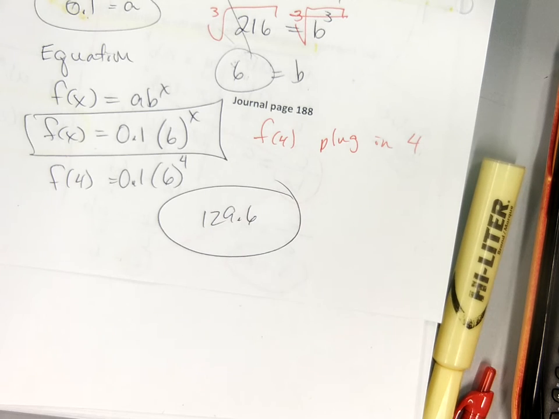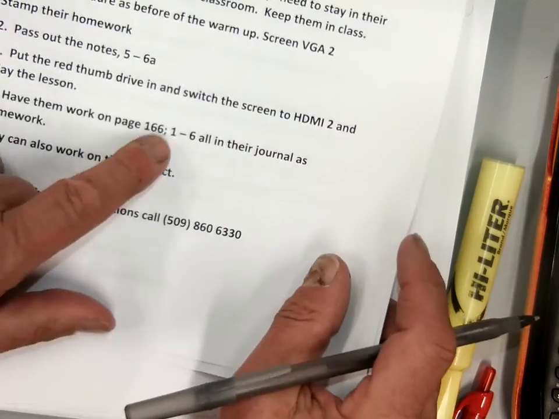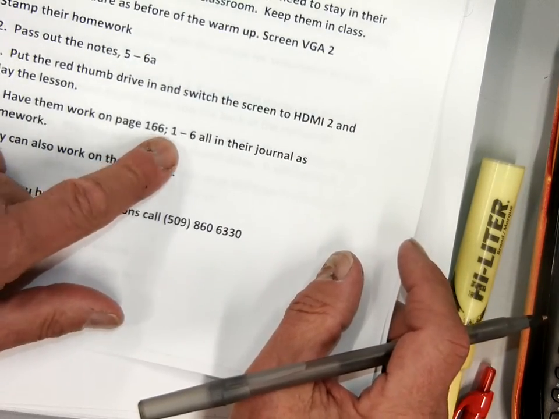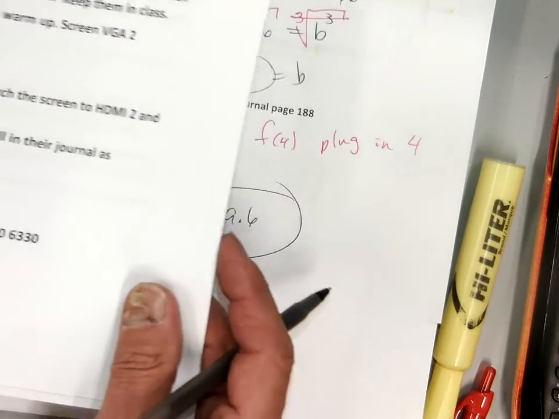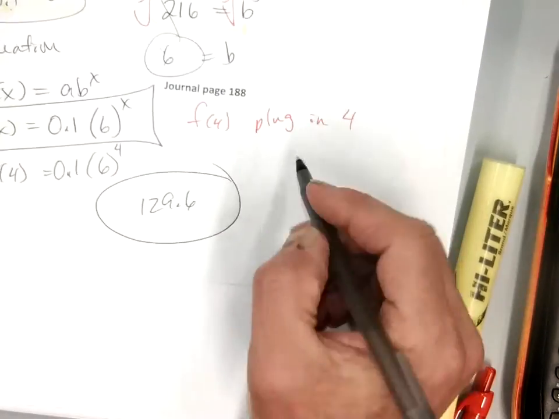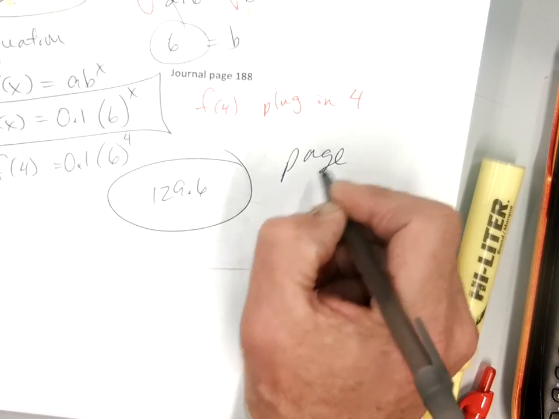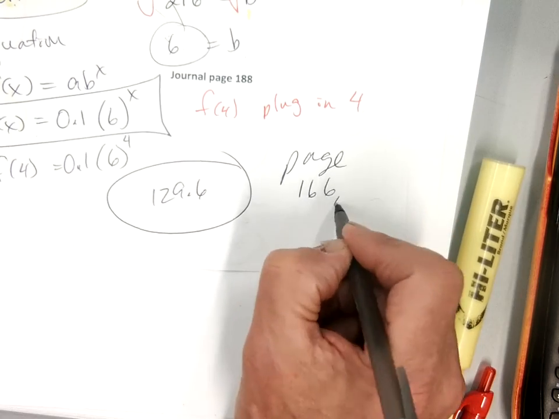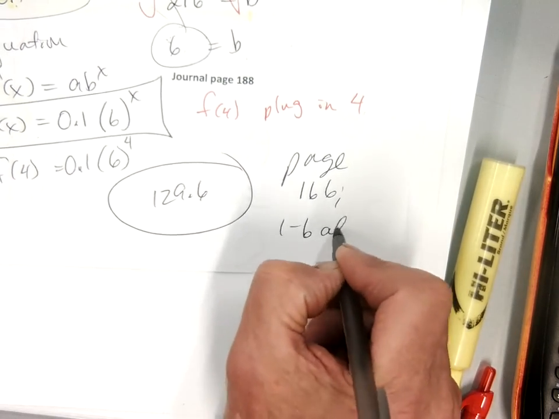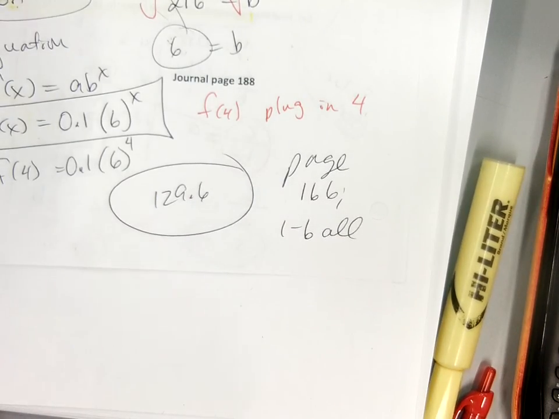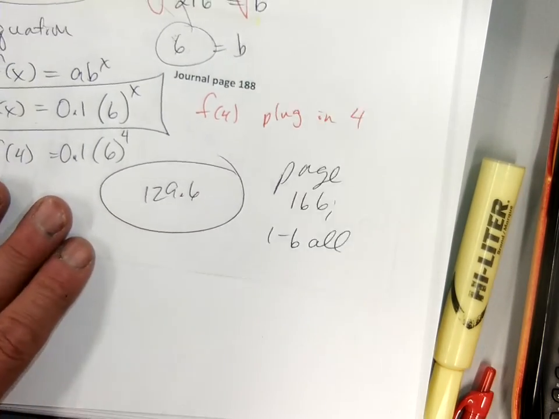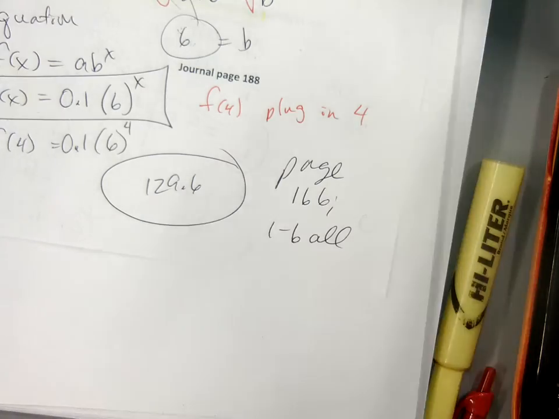All right, so now, homework. Out of your journal. Here's what your homework is: page 166, 1 through 6, all. In your journal, I'm going to write that down. And that's not that many. Get that done and then take the time. You can work on your towers. Okay, that's all I have. Hopefully I'll be okay. I'll see you tomorrow.